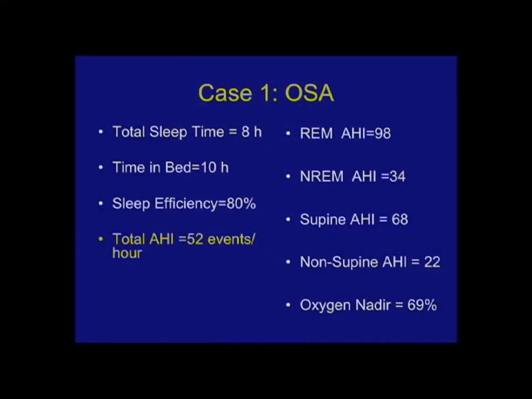And then we have the non-REM apnea-hypopnea index. And then we have two other parameters, the supine apnea-hypopnea index. And that's because obstructive sleep apnea tends to get worse in the supine position because gravity encourages closure of the airway. And the non-supine apnea-hypopnea index. We also look at the oxygen nadir, or the lowest O2 of the night. And these numbers give you an idea of the type of sleep apnea and the severity of sleep apnea.